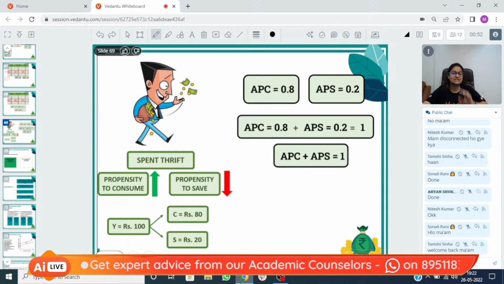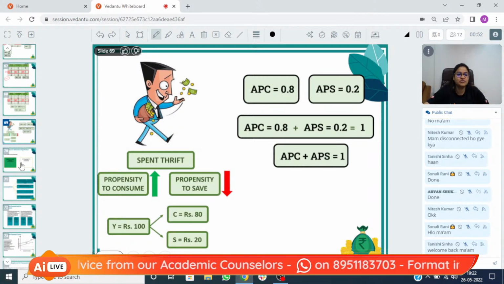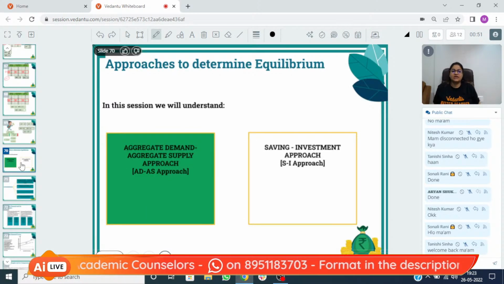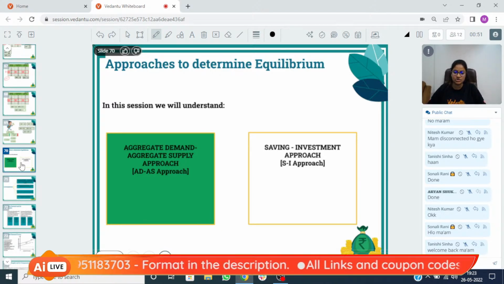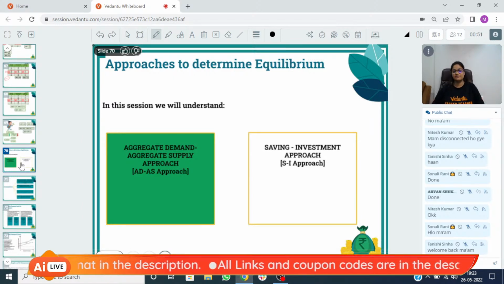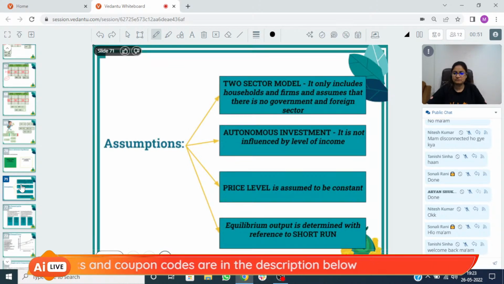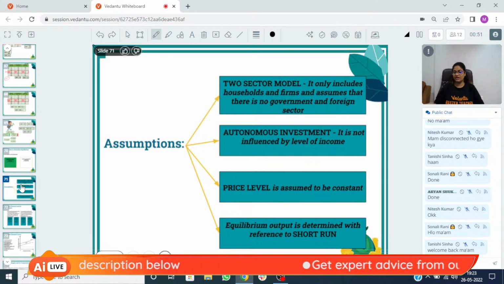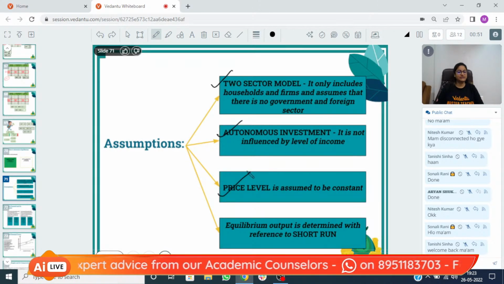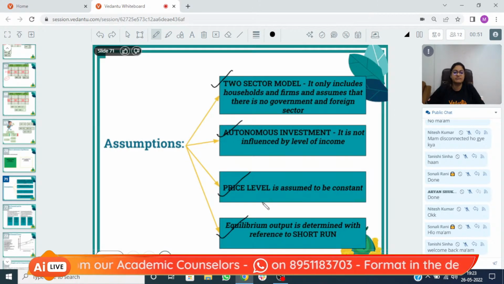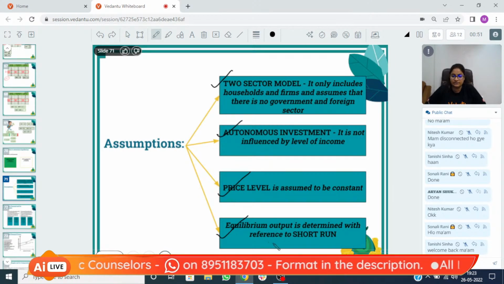Now, let's continue. We are going to find out the equilibrium using the aggregate demand, aggregate supply approach, and then we will use the savings and investment approach. Both approaches come with certain assumptions. What are the assumptions? One, we have a two-sector model. We have autonomous investment. Price level is assumed to remain constant, and equilibrium output is determined with reference to the short run. What is short run?